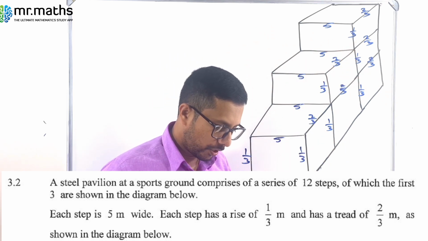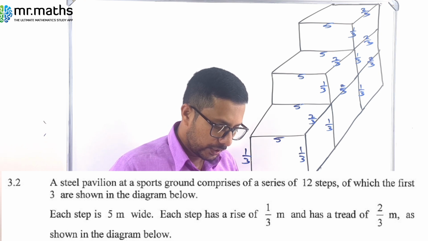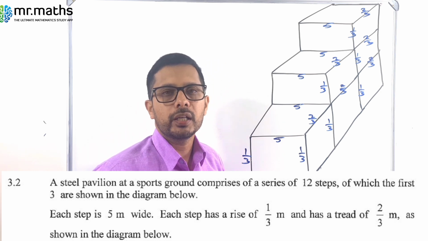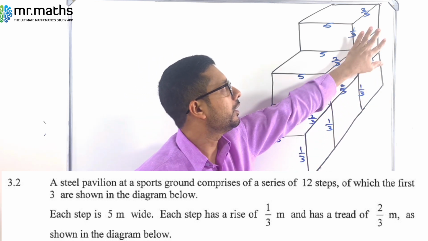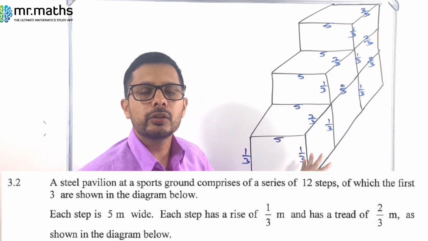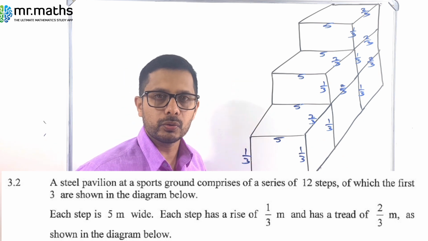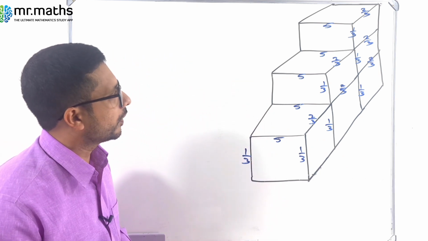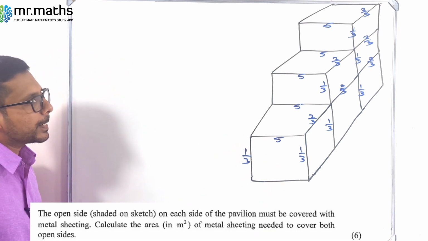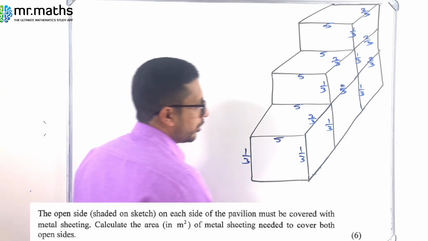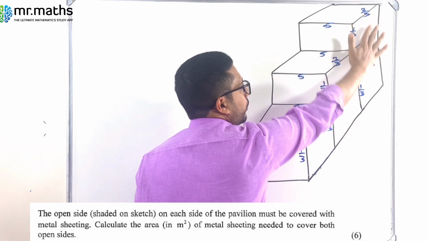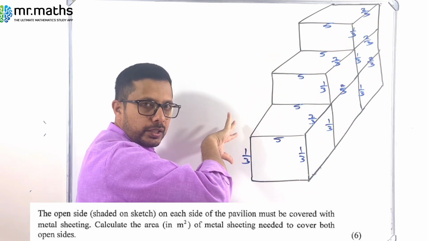Now what do you have to find? Calculate the area in meter square of metal sheet needed to cover both the open sides. You have to find the area of the metal sheet needed to cover both the sides. That is the question. So how can we do this? Which part do we have to cover? This part, this one, this one, this one, this one. That is one side. Similarly, there is another side on the other side.